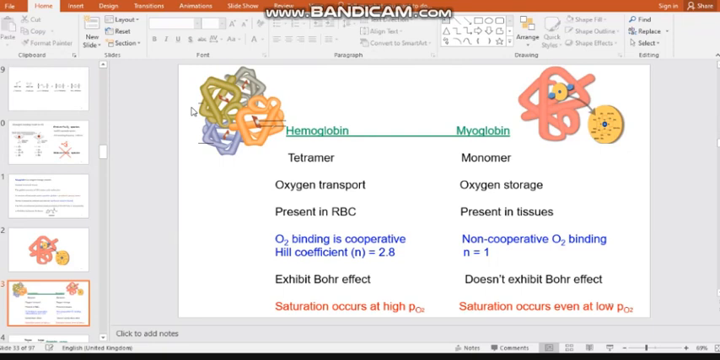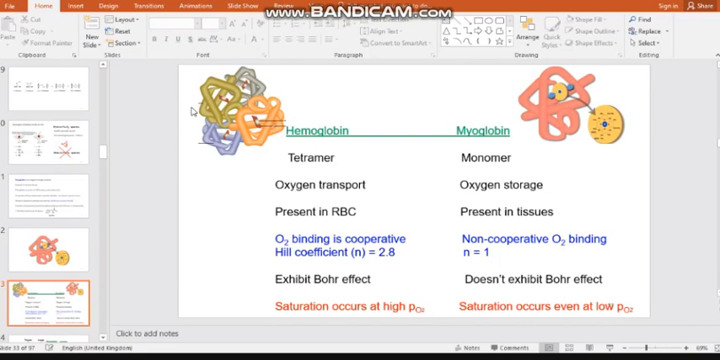If you are seeing, the Hill constant value is 2.8. What the Hill coefficient is and everything, we will see in later slides. But the O2 binding is cooperative, whereas in the case of myoglobin, O2 binding is non-cooperative. And dioxygen binding to hemoglobin is pH dependent. That is nothing but the Bohr effect. So the O2 molecule which is going to bind with hemoglobin is influenced by the pH of the environment also. Whereas myoglobin, irrespective of the pH, has strong affinity for the O2 molecule.